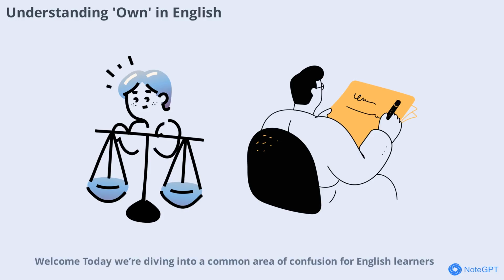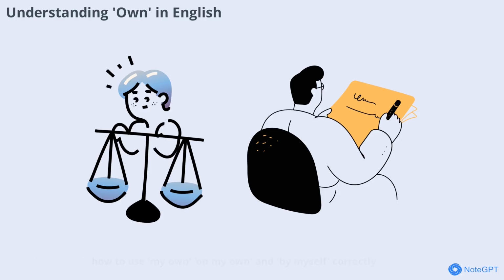Welcome. Today we're diving into a common area of confusion for English learners: how to use my own, on my own, and by myself correctly. These phrases pop up in everyday conversation, but knowing when and how to use each one can make your English sound much more natural. We'll look at some practical examples and clear up the differences so you can feel confident using them in your own sentences.